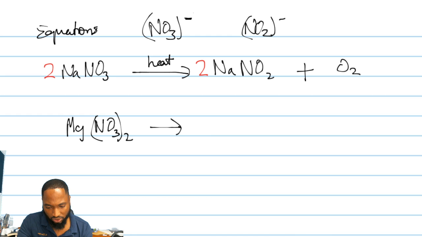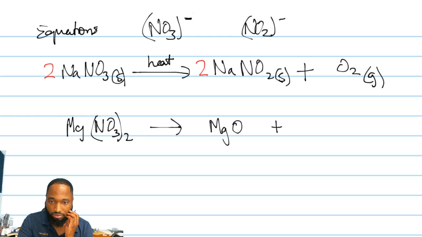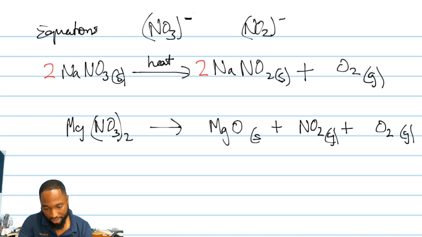And this is going to form the oxide, which is good. Plus all your state symbols, but I leave out states. So this is solid, and the first one gas. Somebody will probably tell me to put 18, but I forget. Magnesium oxide plus nitrogen dioxide plus what's the last thing? Oxygen. Gas, solid.